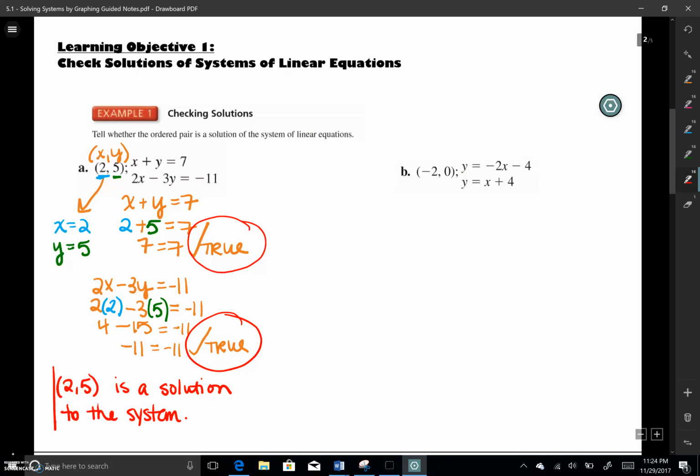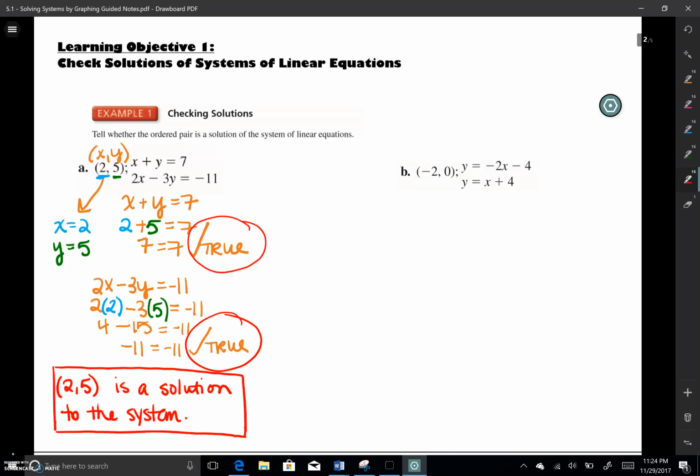Okay. Keep in mind (2, 5) is not the only solution to the system. It just is one of them. And just like we had statements for systems of inequalities, our answers for systems of equations are also going to be statements. So you do need this full sentence here. And that's it. That's example A.